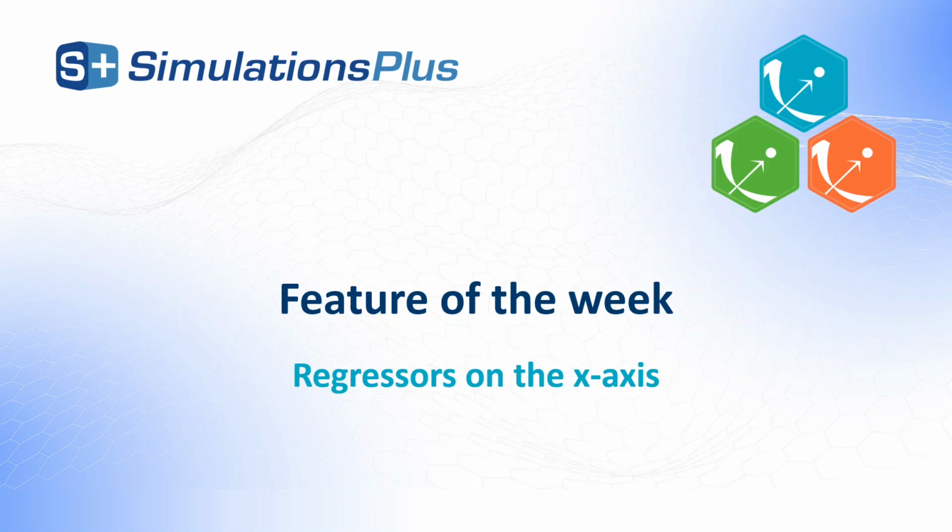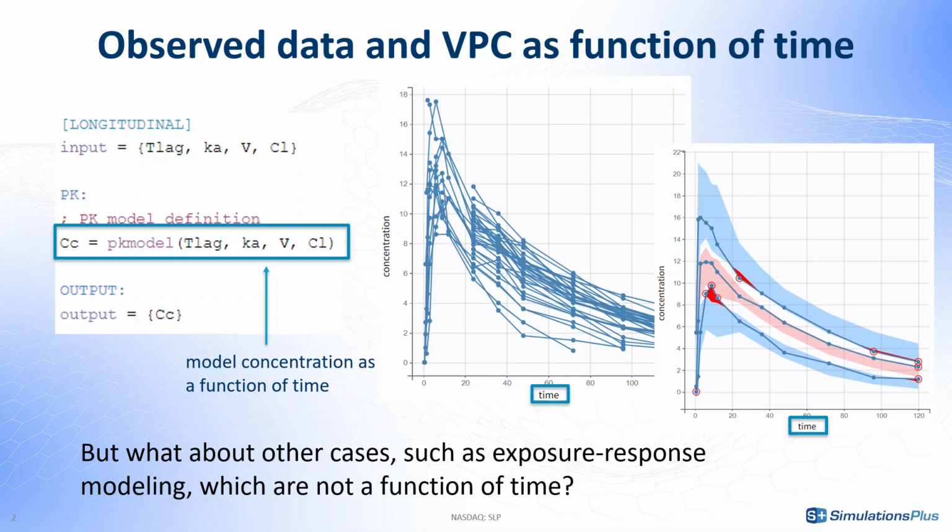Hello, and welcome to this week's Feature of the Week about using regressors on the x-axis of plots. So we commonly plot the data or diagnostic plots like the VPC with time on the x-axis. But you may want to use a different variable on the x-axis. For example, when modeling something that's not a function of time, like modeling PD as a function of concentration or exposure response modeling. Or you may want to change the units of time, like from hours to days.